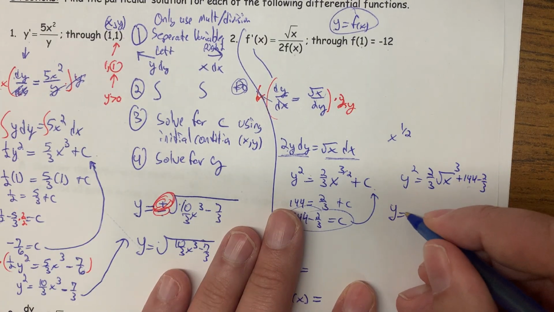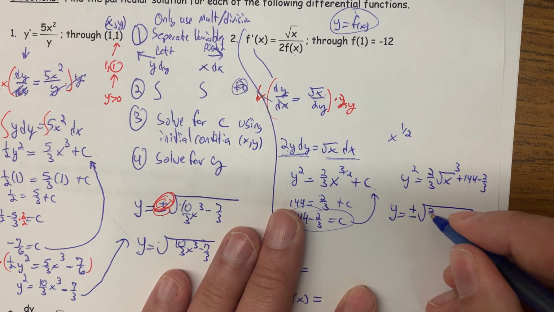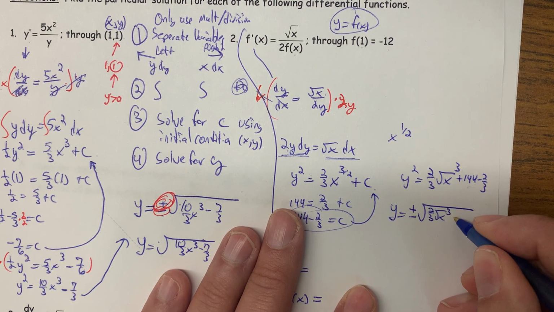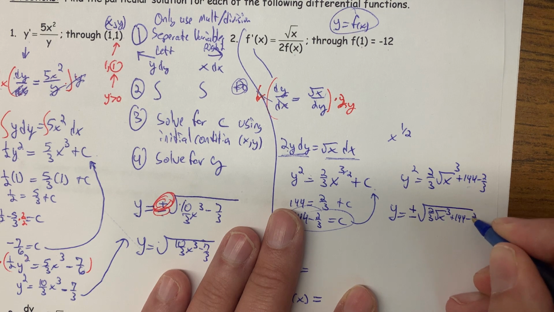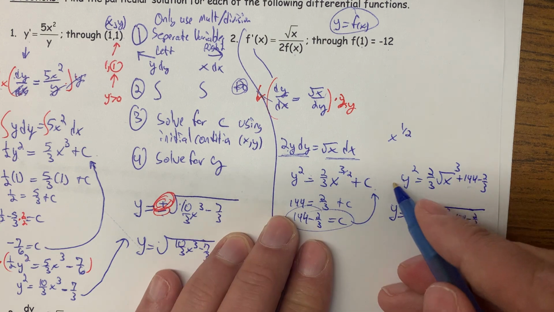So now y equals plus or minus the square root. We have to take the square root of both sides. 2/3 square root of x cubed plus 144 minus 2/3. Make sure that that whole side is inside the square root. You have to do the square root on both sides.